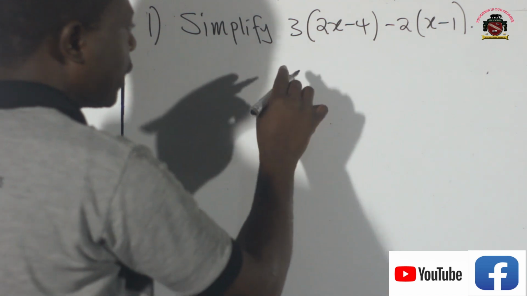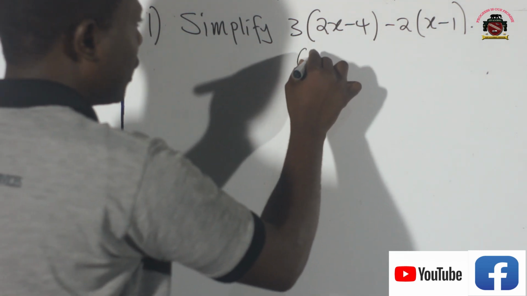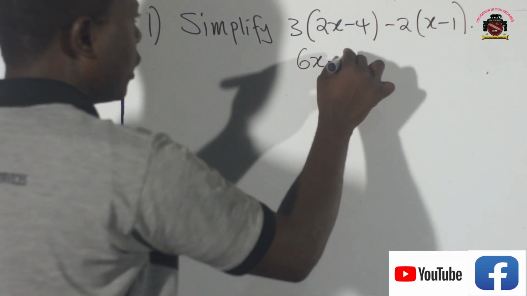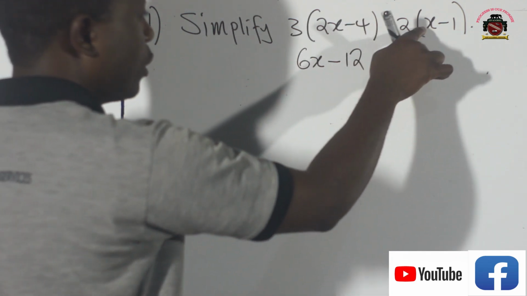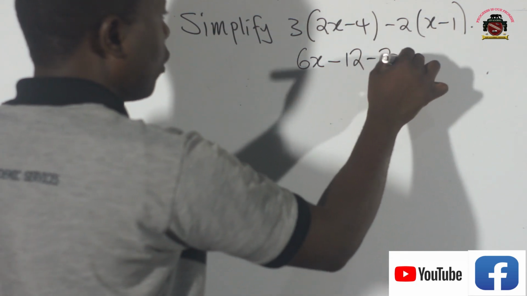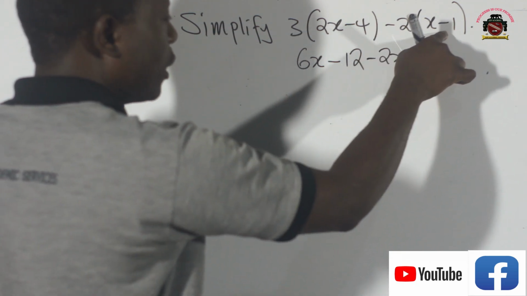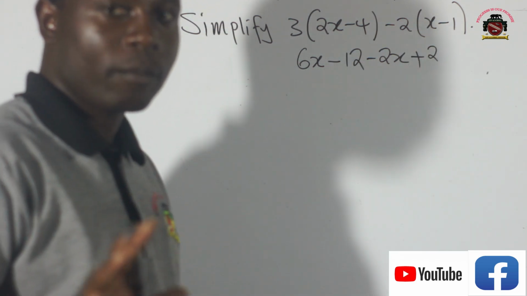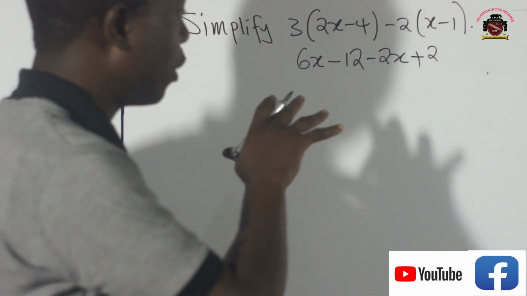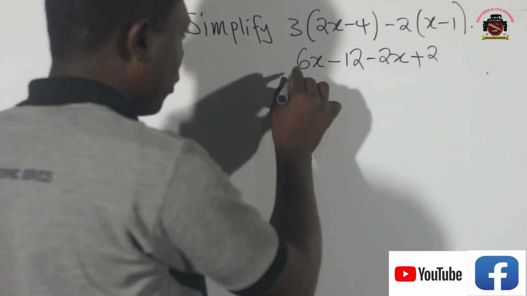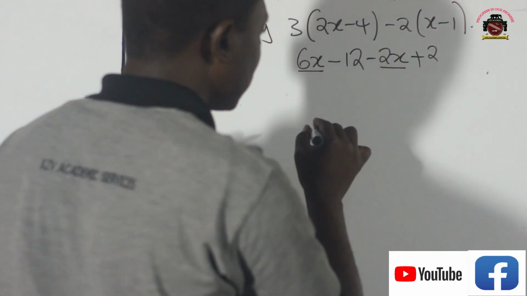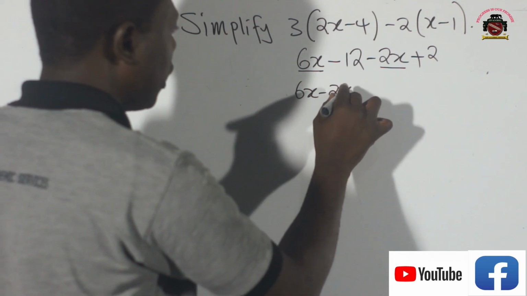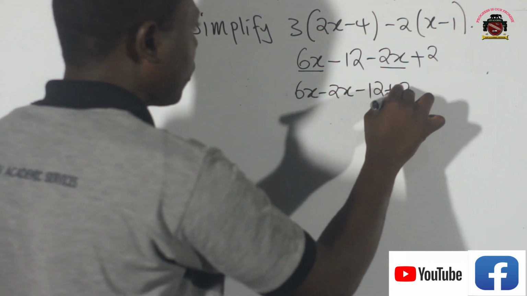You say 3 times 2x, and what we are getting is 6x, and then minus, because of the negative here, 3 times 4, what we're getting is 12. And then negative 2 times x, you get negative 2x. And then negative 2 times negative 1, what you're getting is positive 2. Now, from this point here, you can see that we have like terms. Here we have 6x, and here we have minus 2x. So we can group the like terms where we say 6x minus 2x, and then minus 12 plus 2.